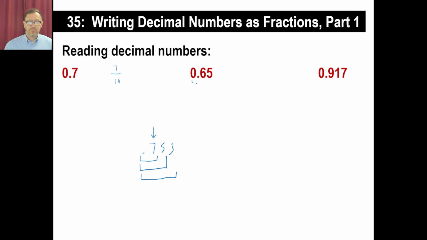Same thing here. 0.65 is going to be 65 hundredths, and you can reduce that, of course, because those are both divisible by 5. This one here is 917 thousandths. That's all you need to say.